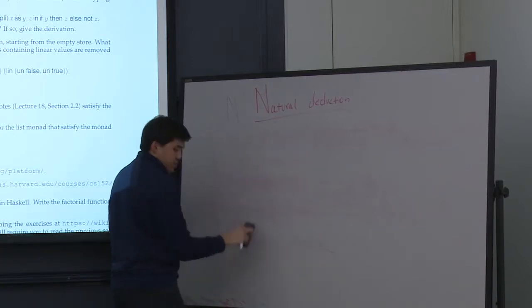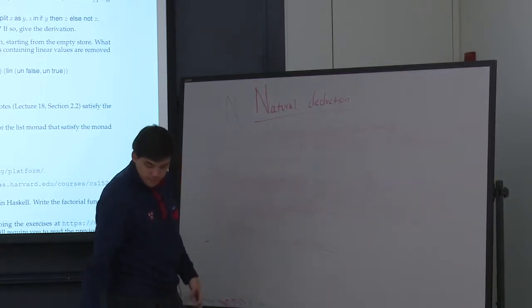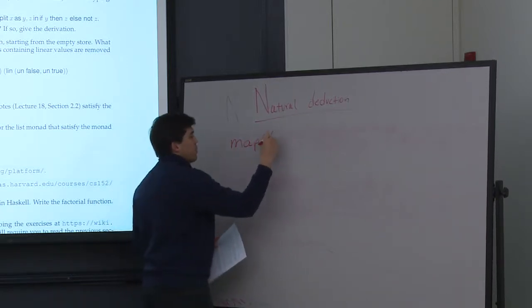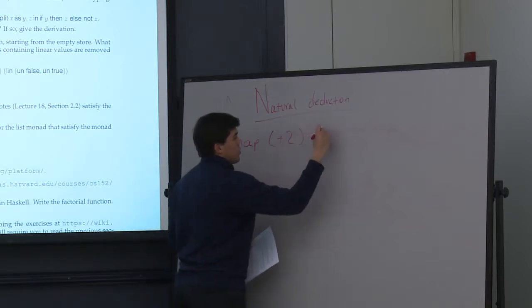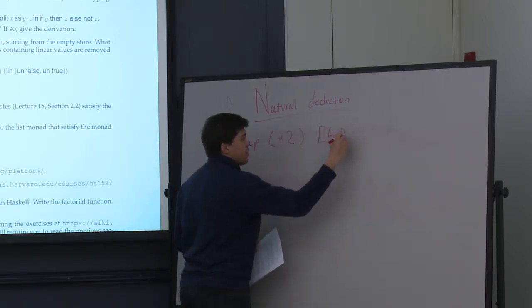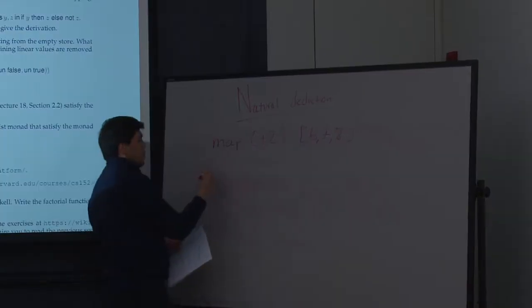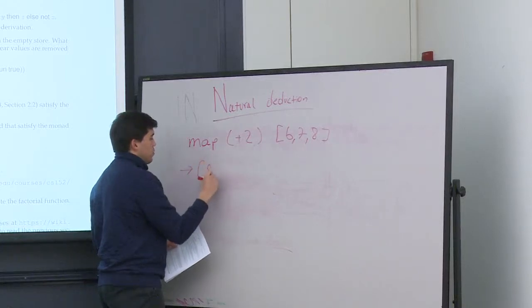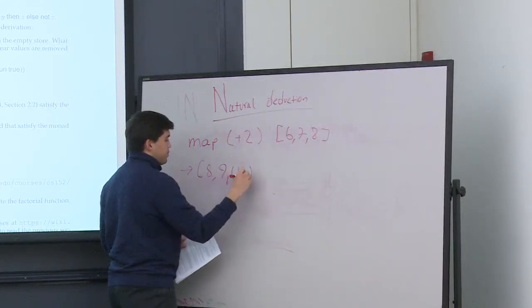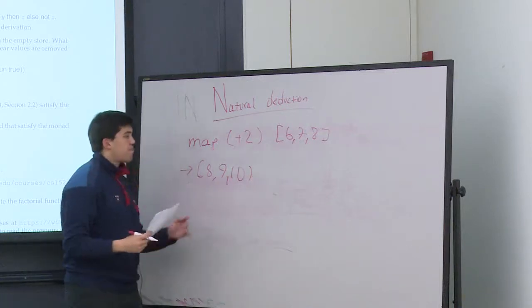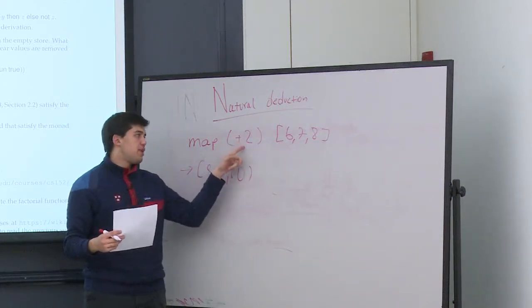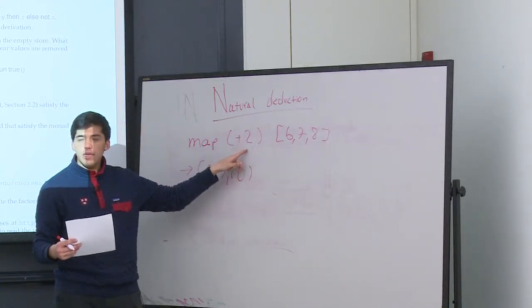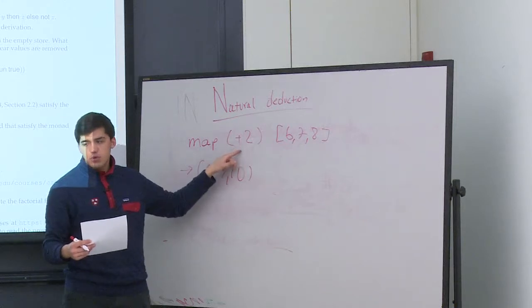Just to give a quick example, if I were to write map plus 2, and we have a list 6, 7, 8, what will this return? 8, 9, 10. Yeah, 8, 9, 10. What did we do here? We applied our plus 2 function, which expects how many inputs? How many inputs does this function here expect? One, yeah, exactly.